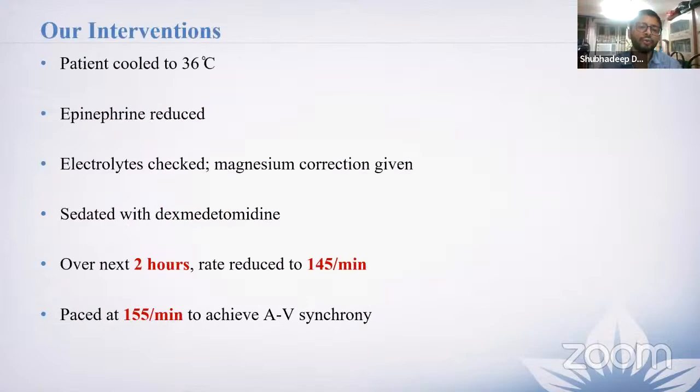So what did we do in our patient? We cooled down the patient. The patient was 37.8. We cooled down the patient to 36 degrees Celsius. We reduced our epinephrine. We corrected our magnesium. We sedated with dexmedetomidine. I also intermittently paralyzed. Over the next 2 hours, the rate reduced. And then we paced to 155 in order to achieve AV synchrony.